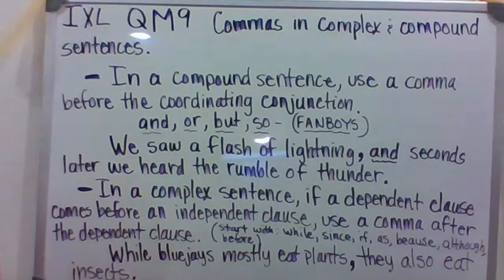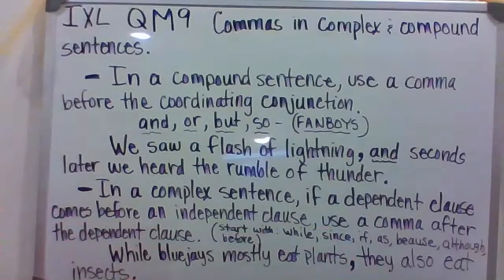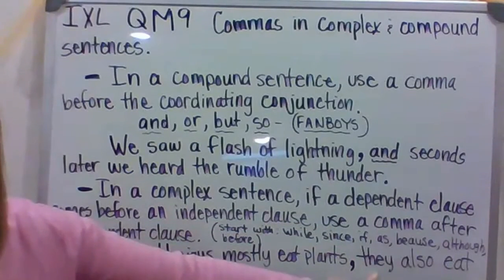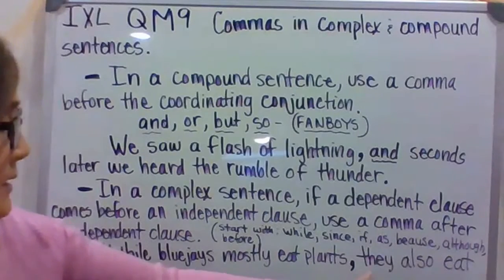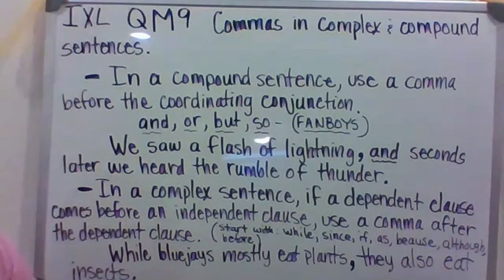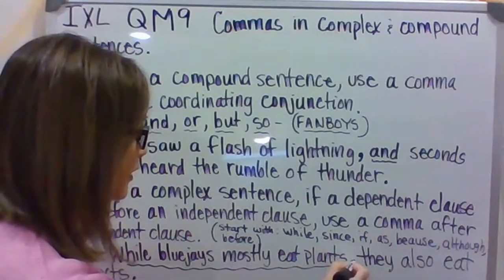It needs more support. But if I go from the comma to the end, they also eat insects. So the subject would be they. They what? Eat insects. That is an independent clause, or that again would be like a good sentence ready to go. We just need to capitalize it and make sure we have the end punctuation. Okay, so again, hopefully you can hear that while blue jays mostly eat plants, okay, you want something else to follow it, right? That is the dependent. So again, the rule says use a comma after the dependent clause. So this is the dependent clause, and it says to use a comma after it.